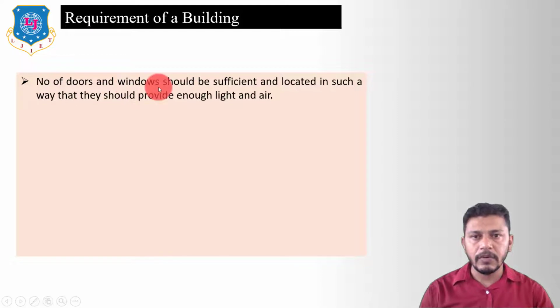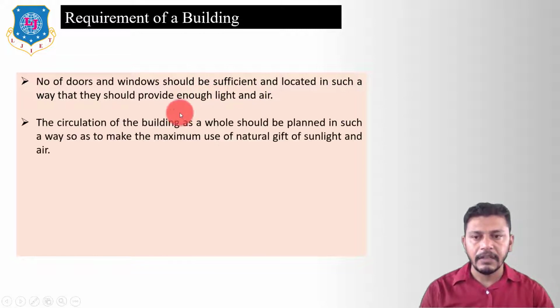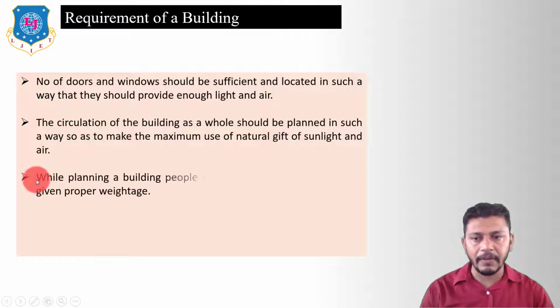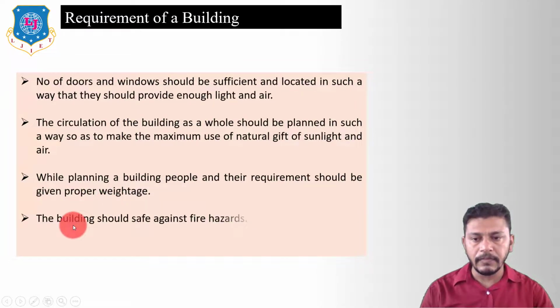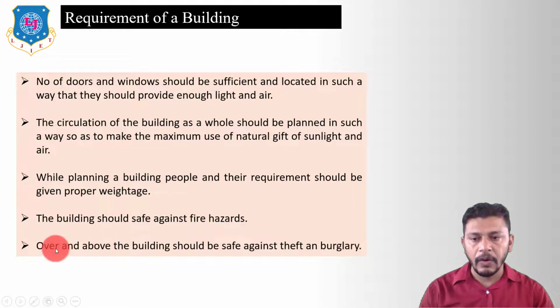The number of doors and windows should be sufficient and located in such a way that they provide enough light and air. The circulation of the building as a whole should be planned in such a way as to make maximum use of the natural gift of sunlight and air. While planning a building, people and their requirements should be given proper weightage. The building should be safe against fire hazards. Over and above, the building should be safe against theft and burglary.